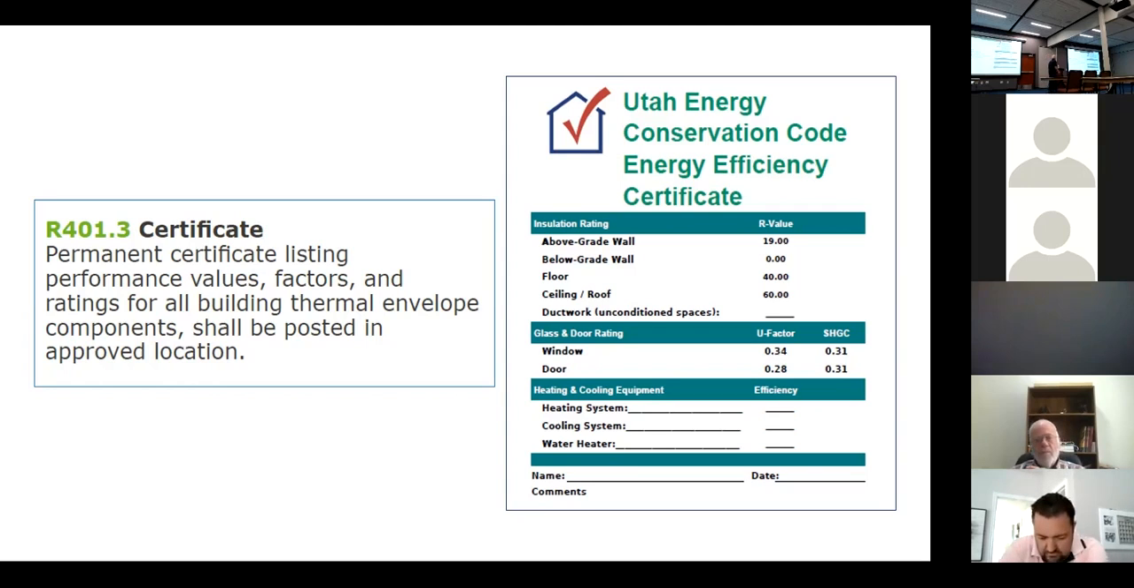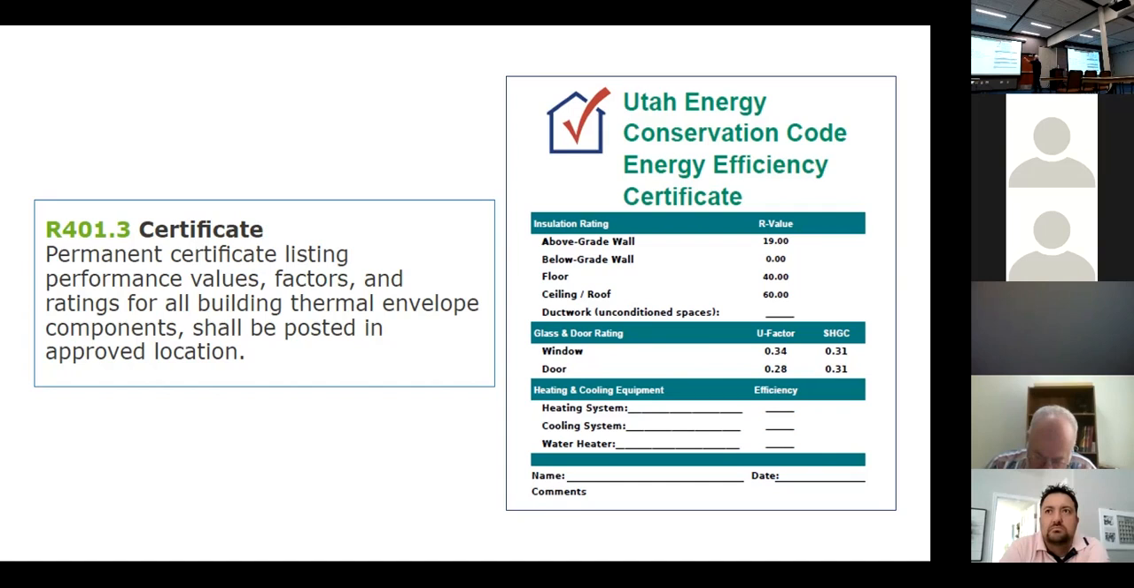Are the different AHJs allowed to, like you're saying, with wind speed, allowed to adopt climate criteria for each town? They could, but they'd have to take it to the legislature.